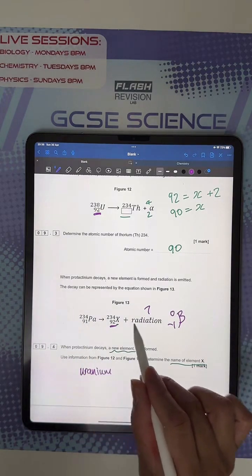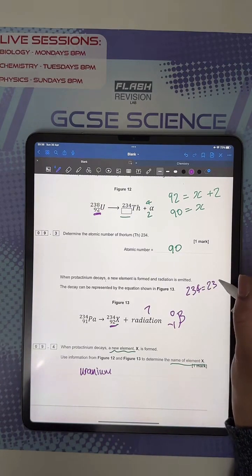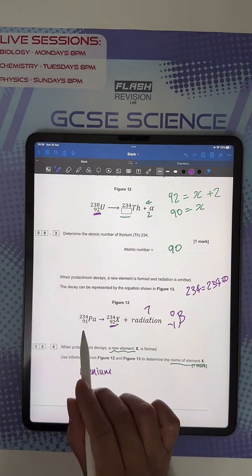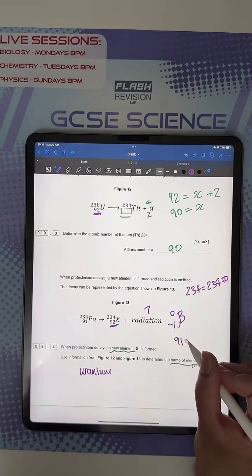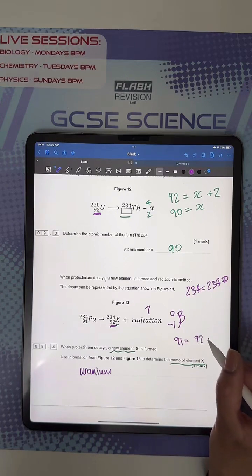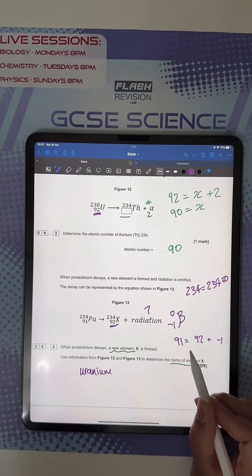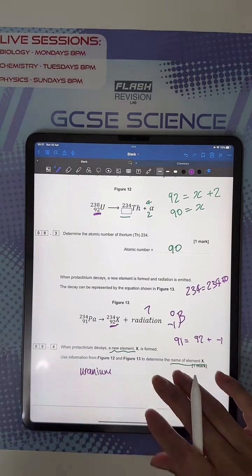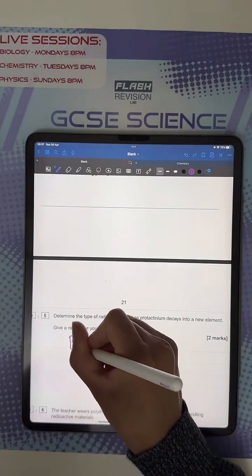So if we look at the top numbers, 234 is equal to 234 plus 0. Yep, that adds up. And at the bottom, we've got 91 is equal to 92 plus minus 1. Remember, the bottom number in beta is minus 1. 92 plus minus 1 is equal to 91. Therefore, it has to be beta. So 2 marks. 1 to say beta.